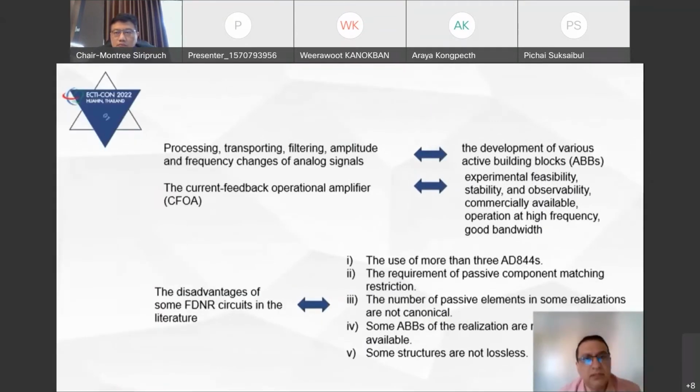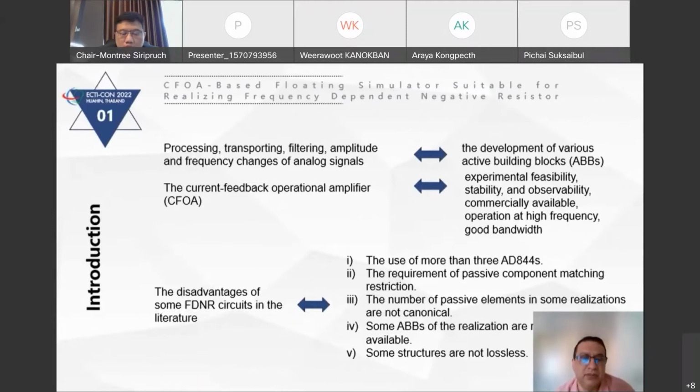For processing, transporting, filtering, amplitude and frequency change of analog signals, we need to develop various new active building blocks. Among the active building blocks, the current feedback operational amplifier, with the abbreviation CFOA, is a well-known device. It is experimentally feasible, has good stability, can be found easily on the market, and can operate at high frequency with a good bandwidth.